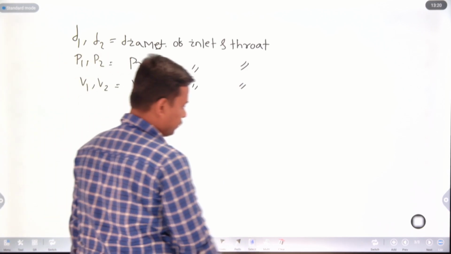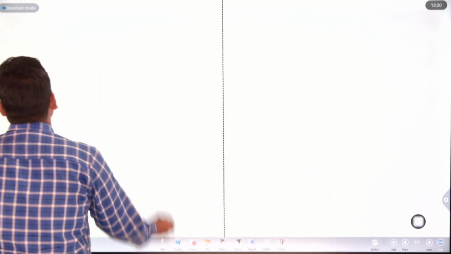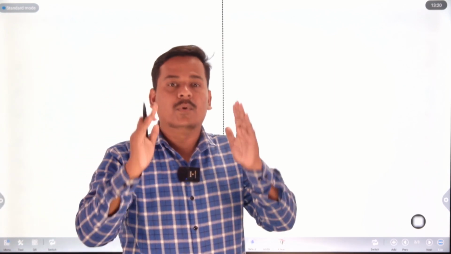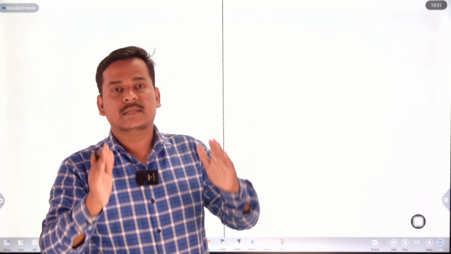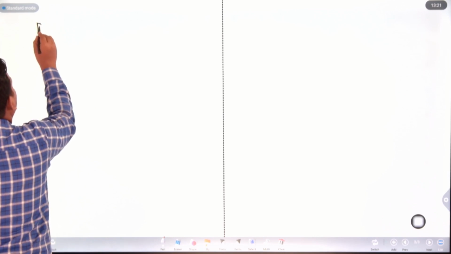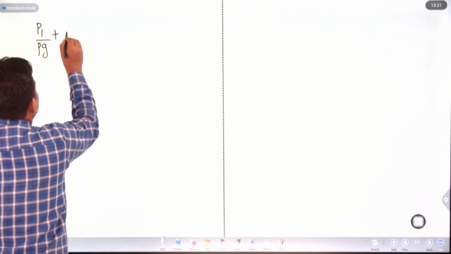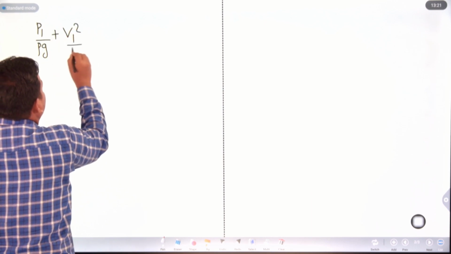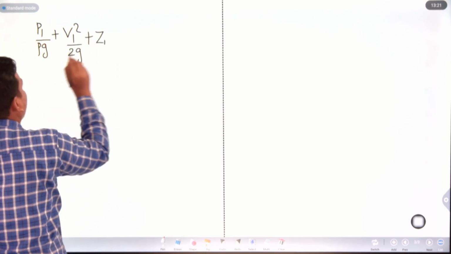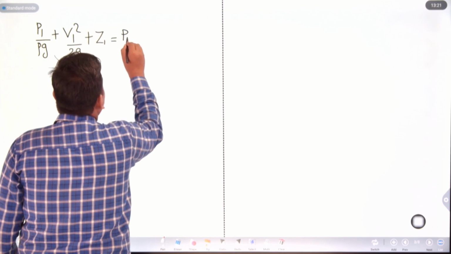Now we come to the expression. We know that Bernoulli's theorem states that the sum of kinetic energy, potential energy and pressure energy is equal to a constant. So for these two sections, the sum of kinetic energy, potential energy and pressure energy at section 1 is equal to the sum of energy at section 2.